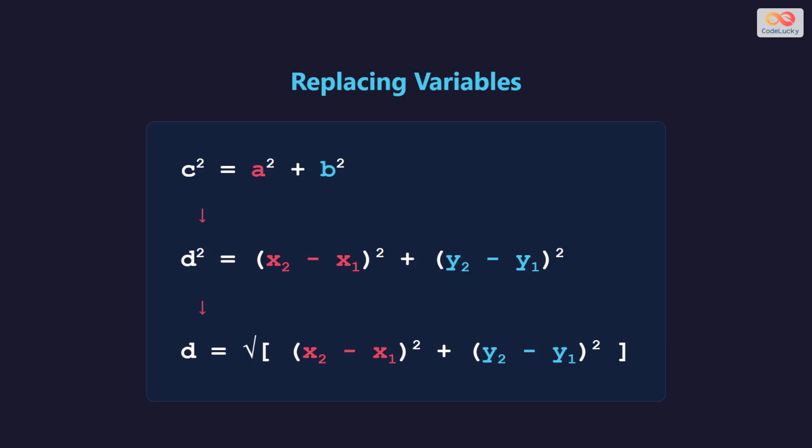By substituting our horizontal and vertical distances into the theorem, we get distance squared equals the difference in x squared plus the difference in y squared. To get the distance itself, we simply take the square root of that sum.